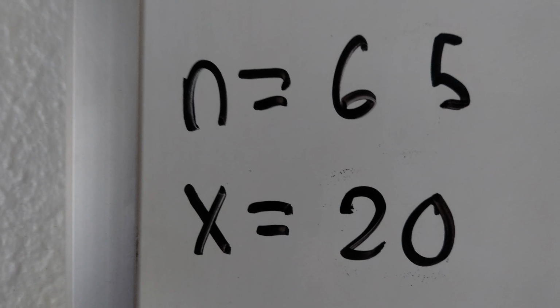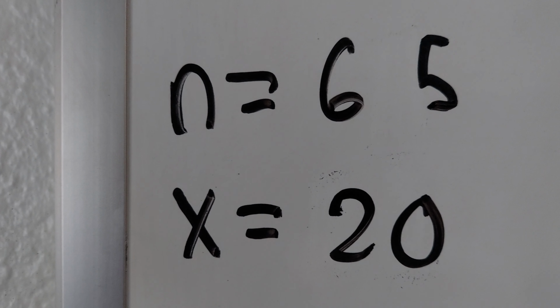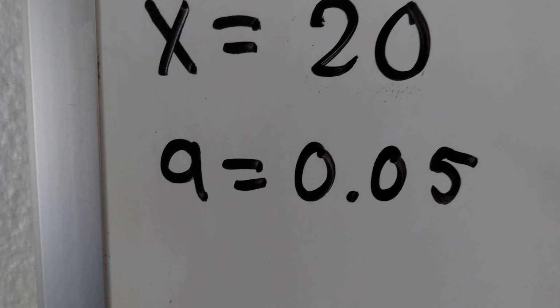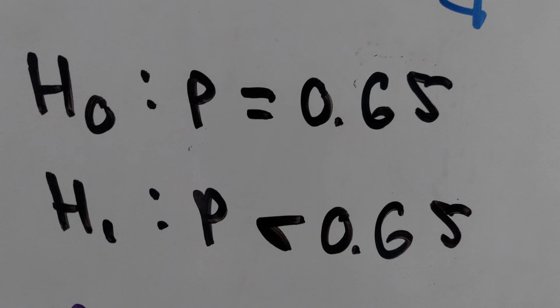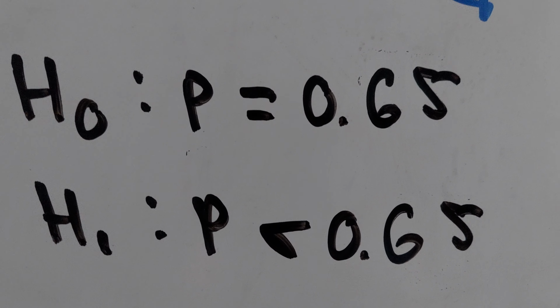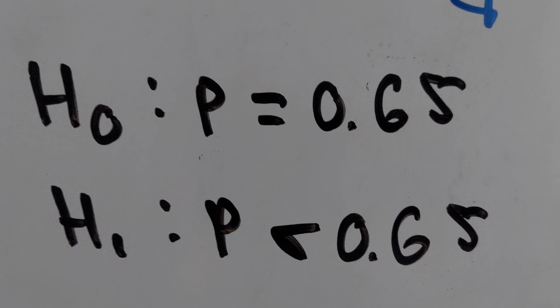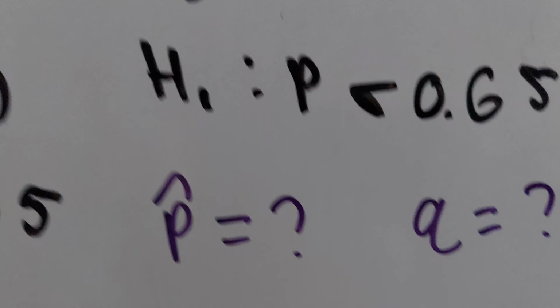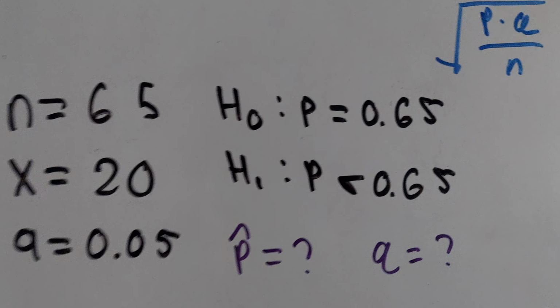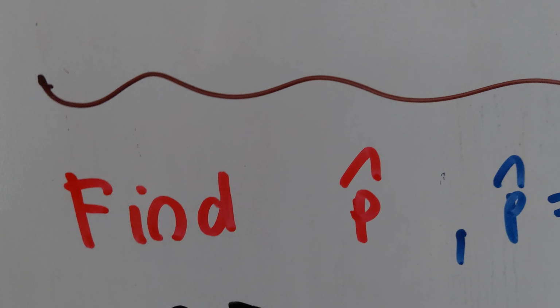We know that n is equal to 65, x is equal to 20, alpha is equal to 0.05. Here are the null and alternative hypotheses. p is equal to 0.65 and p is less than 0.65. And what we want to know is p hat and q. So let's get started. So let's find p hat.